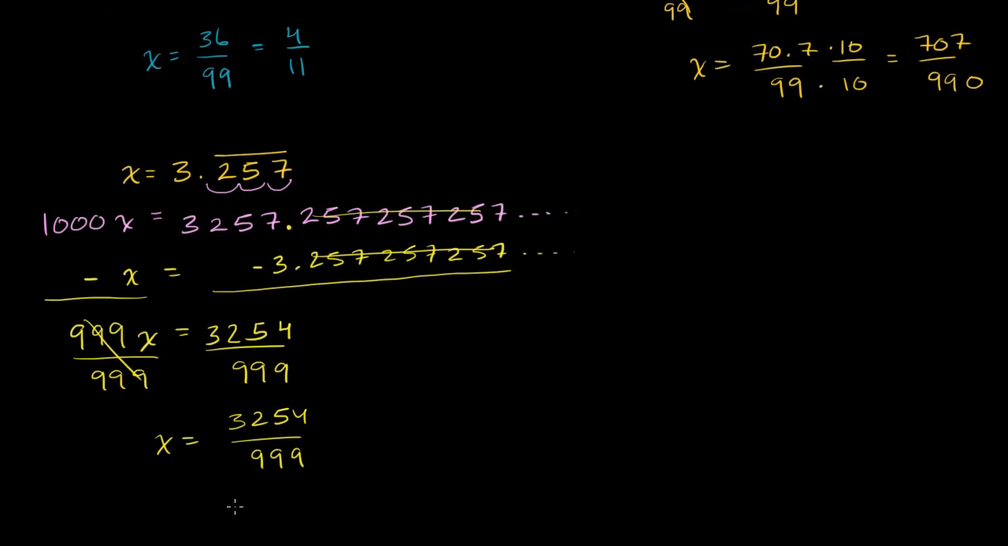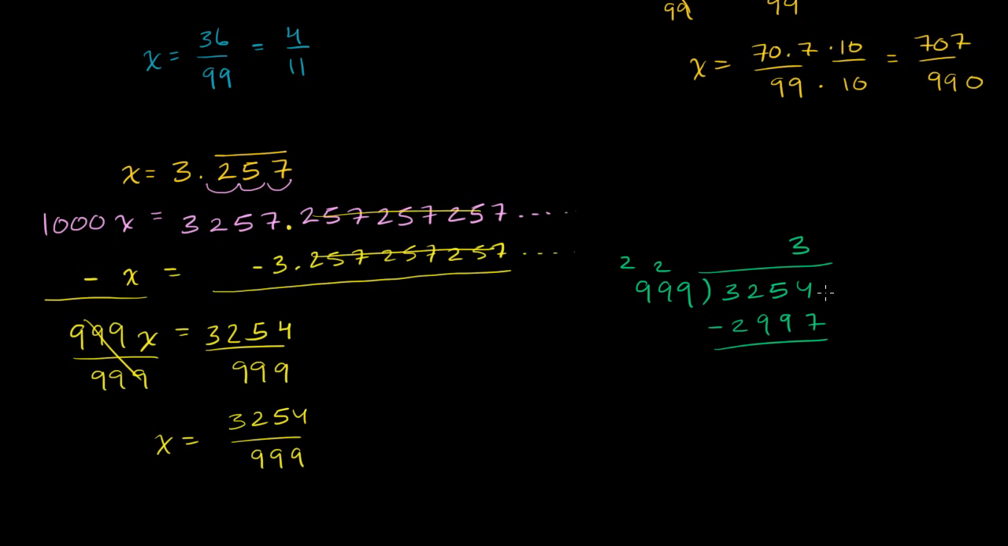It goes into it 3 times, and the remainder, well, let me do it. So let me just do it just to go through the motions. So 999 goes into 3,254. It'll go into it 3 times. And we know that because this is originally 3.257. So we're just going to find the remainder. So 3 times 9 is 27. We have a 2, so it's 29.